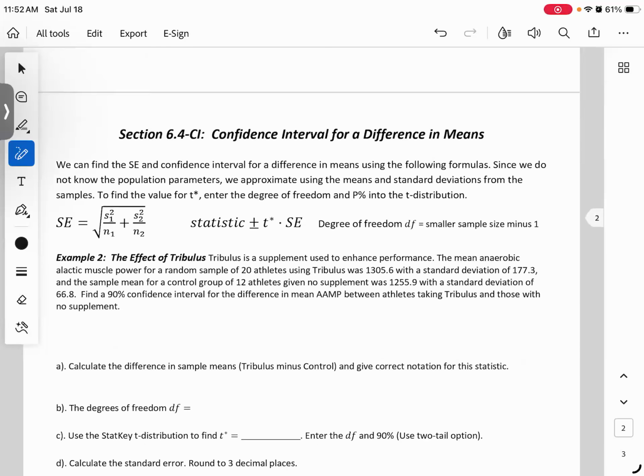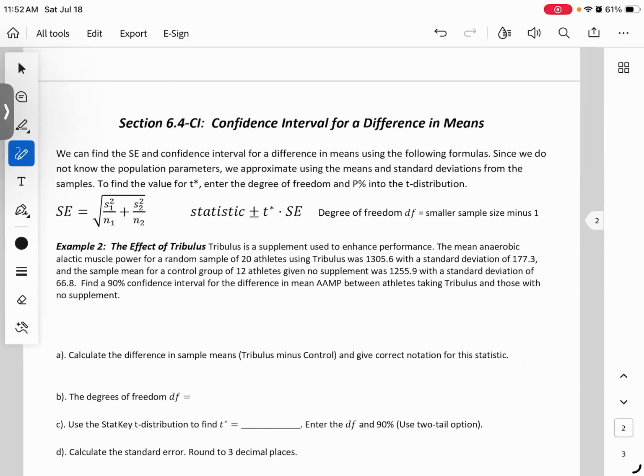But let's actually go ahead and use it within the context of a study. On this one here, we're going to be doing a confidence interval for difference in means. So there's going to be two different groups, and we're going to see whether it's plausible that there is a difference between the groups or not.